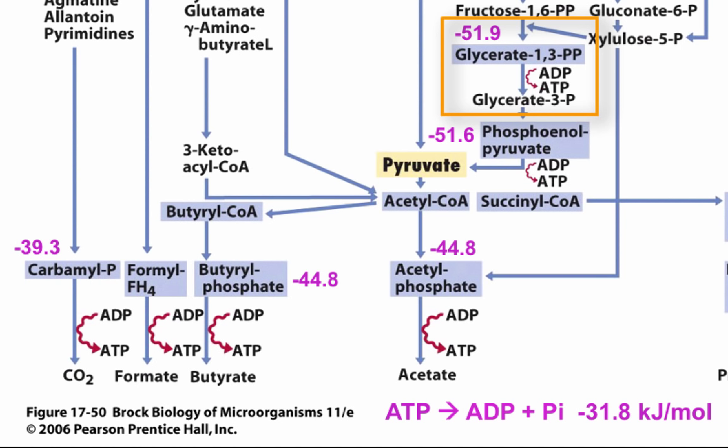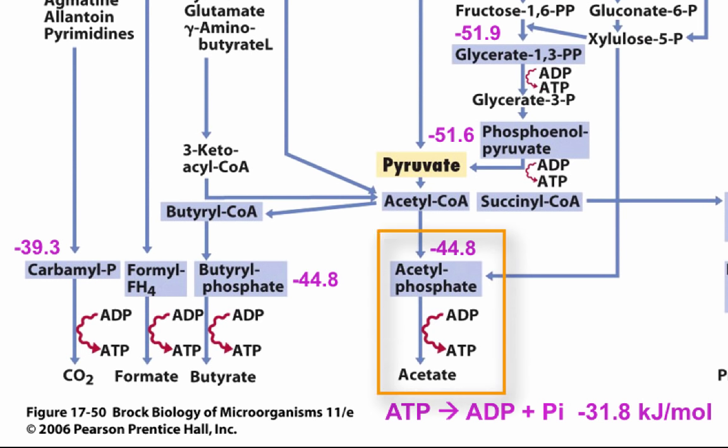In glycolysis, glyceraldehyde 1,3-diphosphate, when it's hydrolyzed to glyceraldehyde 3-phosphate, can generate an ATP. Why? Because the delta G of hydrolysis of glyceraldehyde 1,3-phosphate is minus 51.9 kilojoules per mole. That is greater than the 31.8 kilojoules per mole needed to make an ATP. Phosphoenol pyruvate, when it becomes pyruvate, has a delta G of hydrolysis of minus 61.9 kilojoules per mole. That is more than the 31.8 kilojoules per mole needed to make an ATP molecule. So through substrate level phosphorylation, glyceraldehyde 1,3-bisphosphate or phosphoenol pyruvate are able to generate ATP.